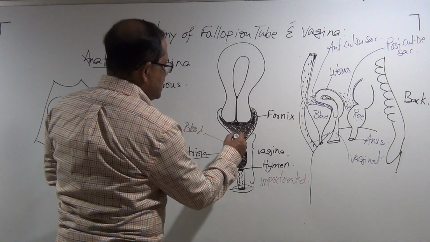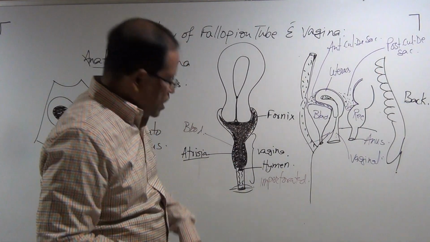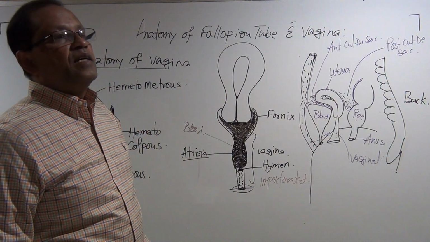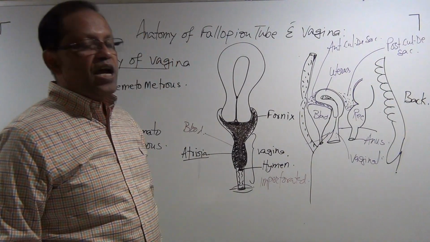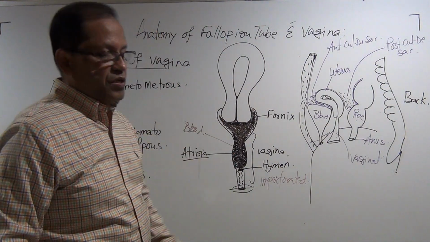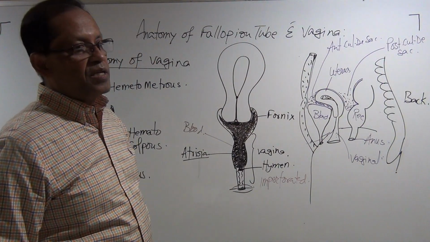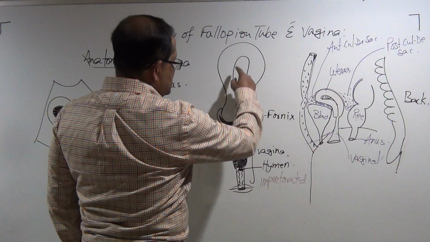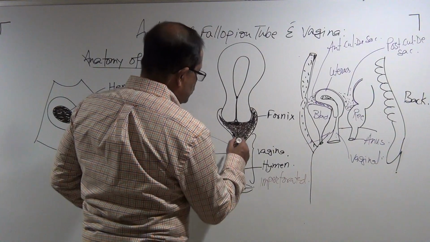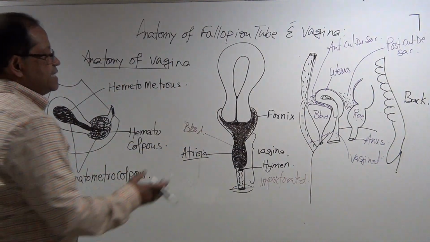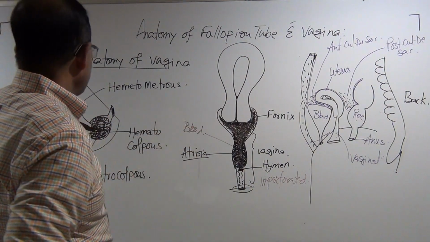So why is this happening? Because of the obstruction. Of what? Obstruction inside the vagina due to imperforation of the hymen or atresia or obstruction. Any growth can cause obstruction. As a result, every month's period, the blood cannot drain out through the vagina and it gets collected above the obstruction. As a result, it can happen.